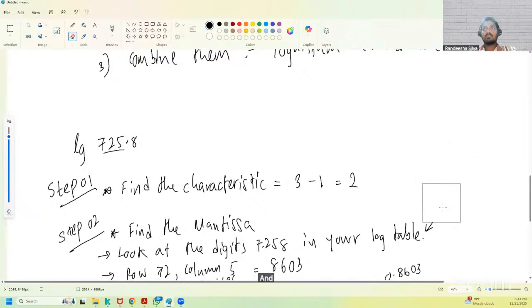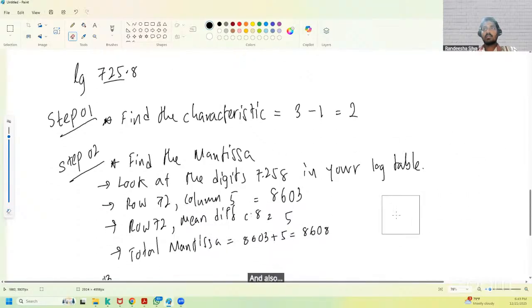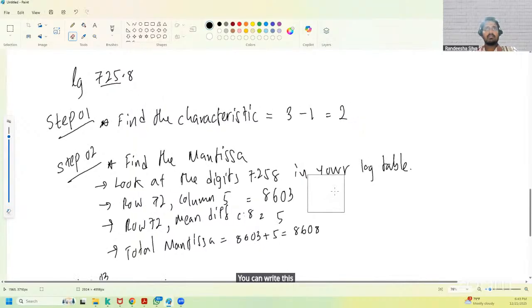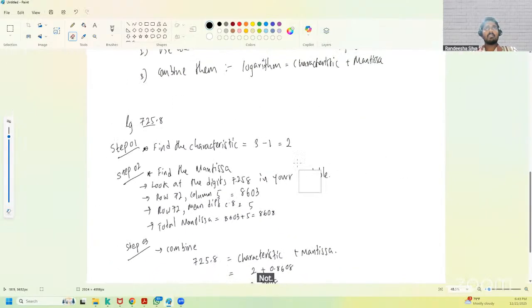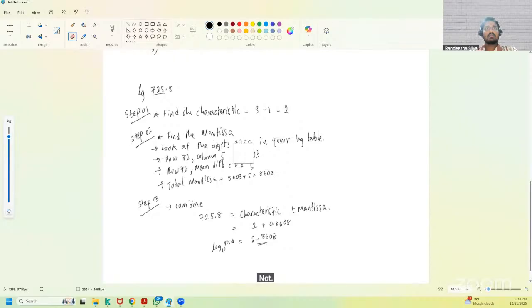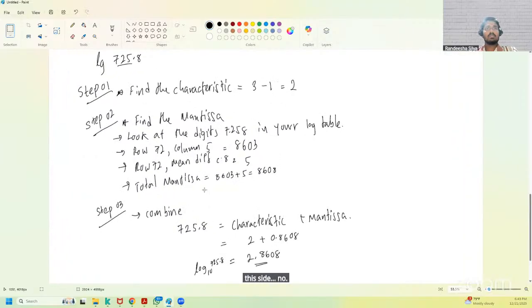Also, you can write this note. I'll move this over to this side. I hope you can see it now. This is an example; you can write it down. I will give you 2 minutes, then we can go on with some practice.